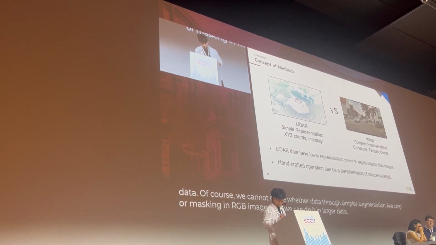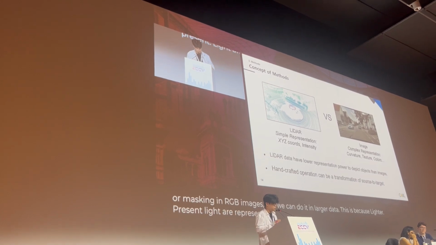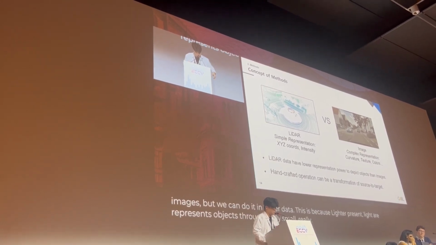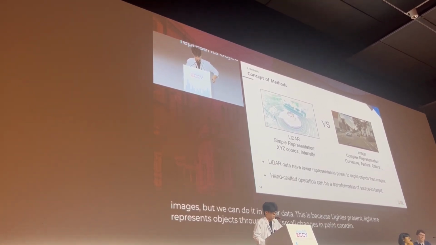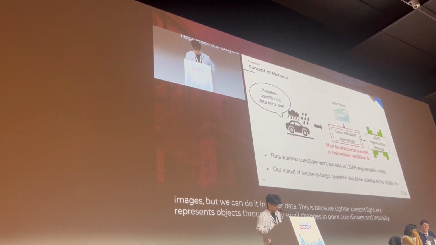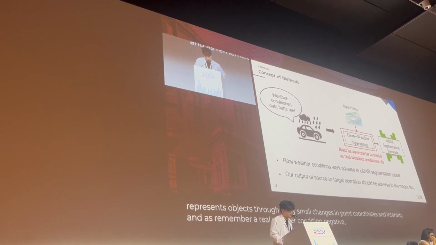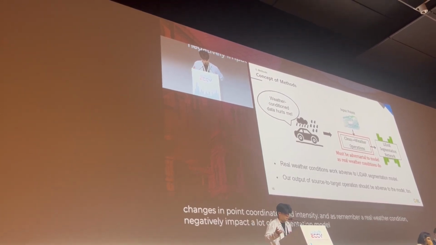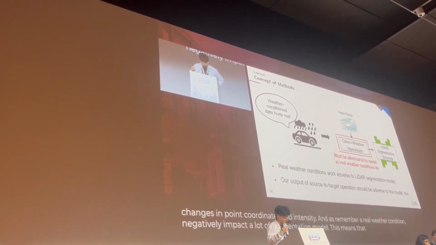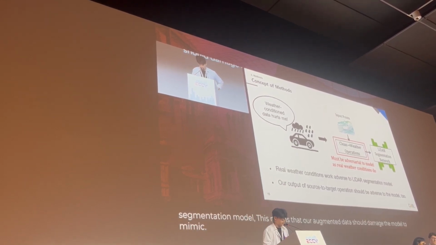This is because LiDAR represents objects through really small changes in point coordinates and intensity. And as you remember, real weather conditions negatively impact LiDAR segmentation models. This means that our augmented data should damage the model to mimic weather distortions as well.